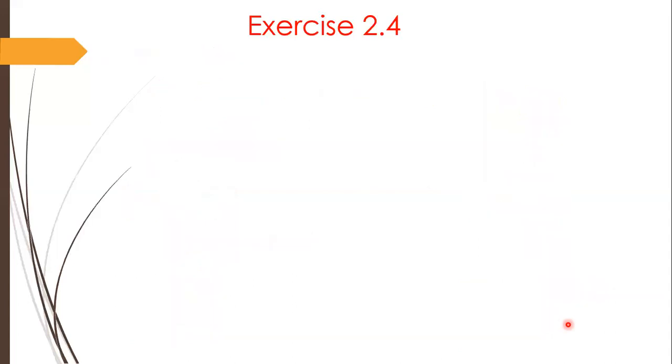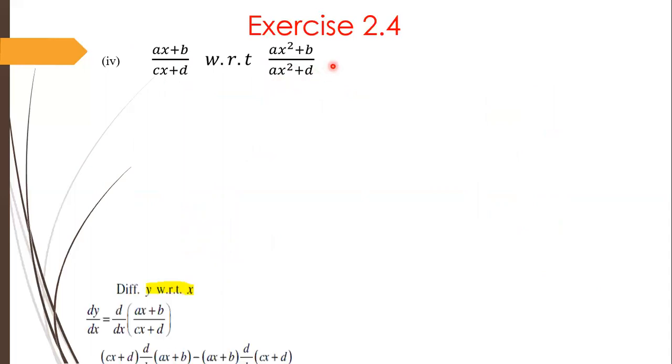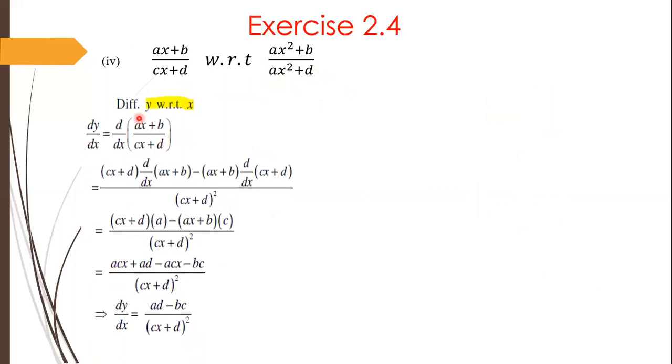Now, we will see part number 4, that is ax plus b over cx plus d with respect to ax square plus b over ax square plus d. Let y is equal to ax plus b over cx plus d and u is equal to ax square plus b over ax square plus d.